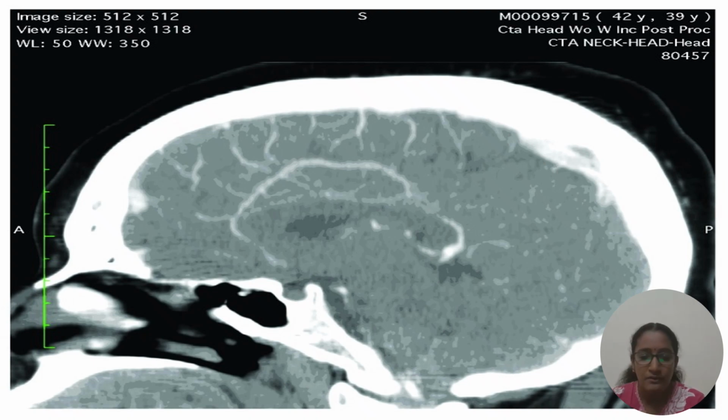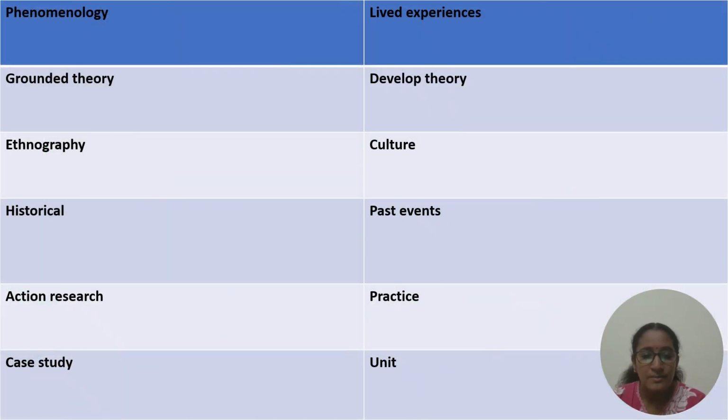So we'll just brush up on the six designs of qualitative study. First is phenomenological, so you understand the lived experience. The second one was grounded theory, so you develop the theory. Third was ethnographic, which is related to culture. And the fourth one is a historical study that relates to past events. Then action research, where you put something into practice. And the last was case study, where a single unit is the subject of a qualitative study.